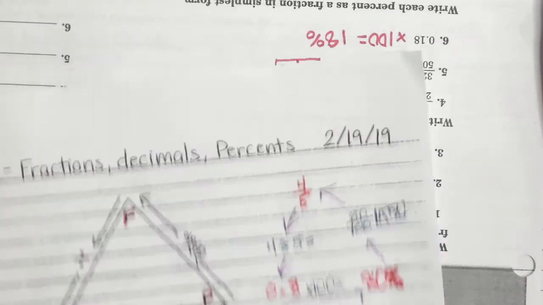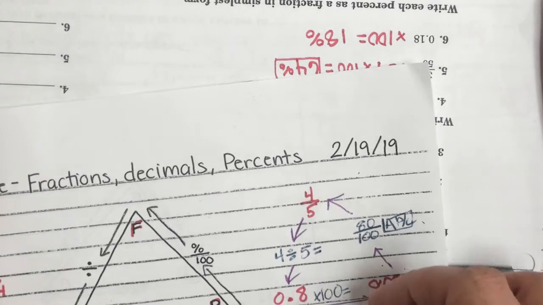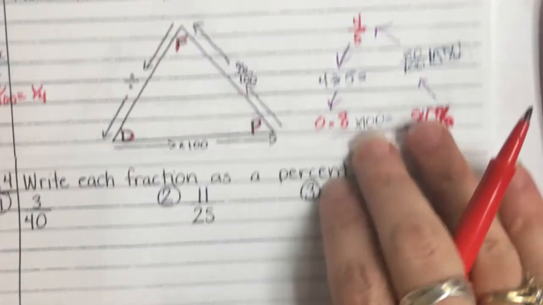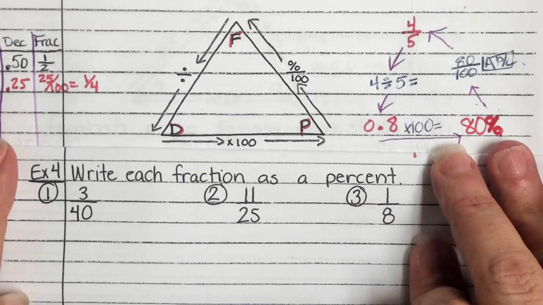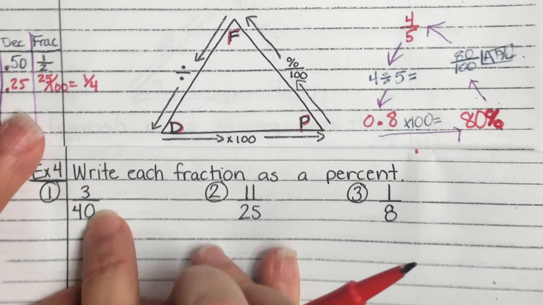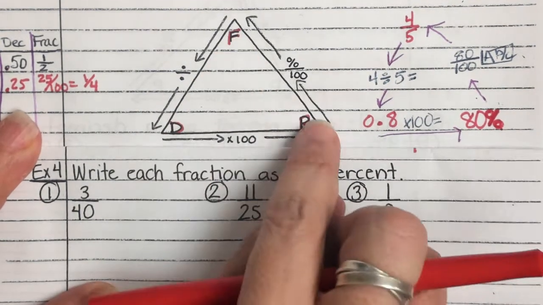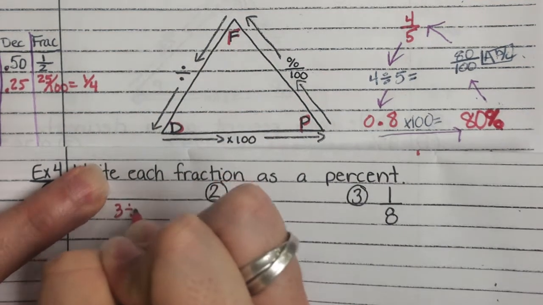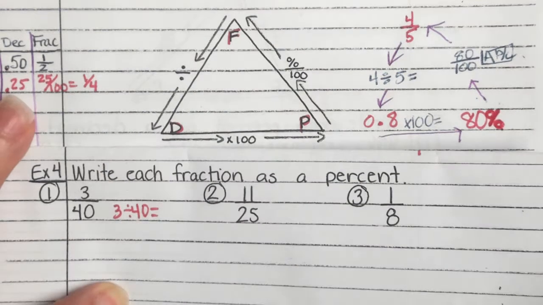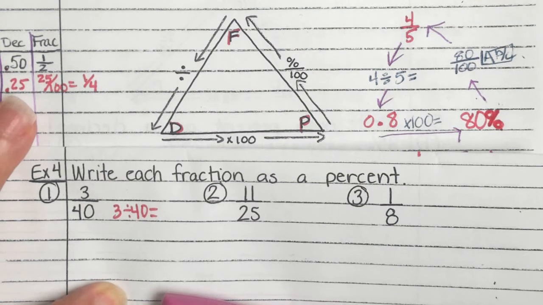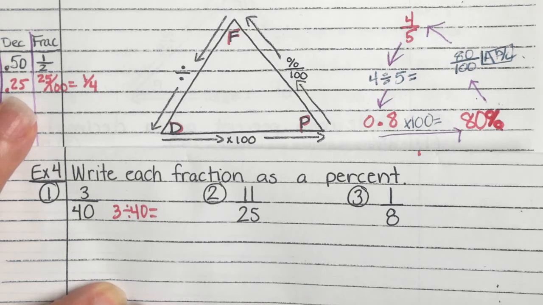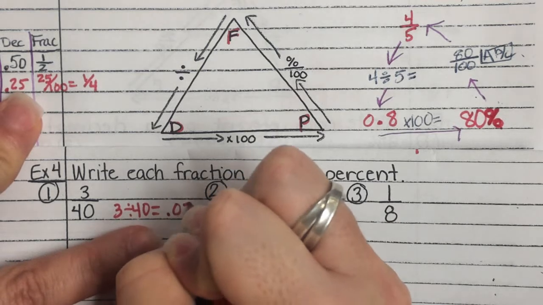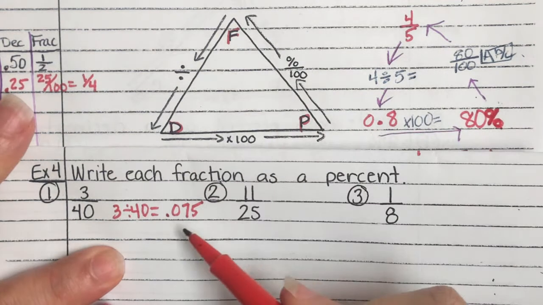I don't even know yet, guys. Okay, so here we go. So 3 over 40. To go from the fraction to the decimal to the percent, I'm going to do this step first. 3 divided by 40 equals 0.075.